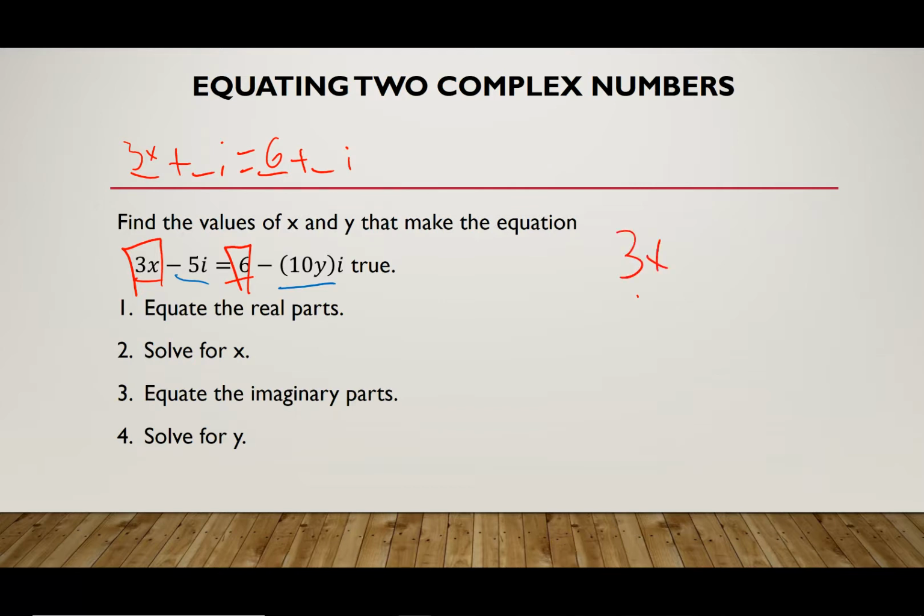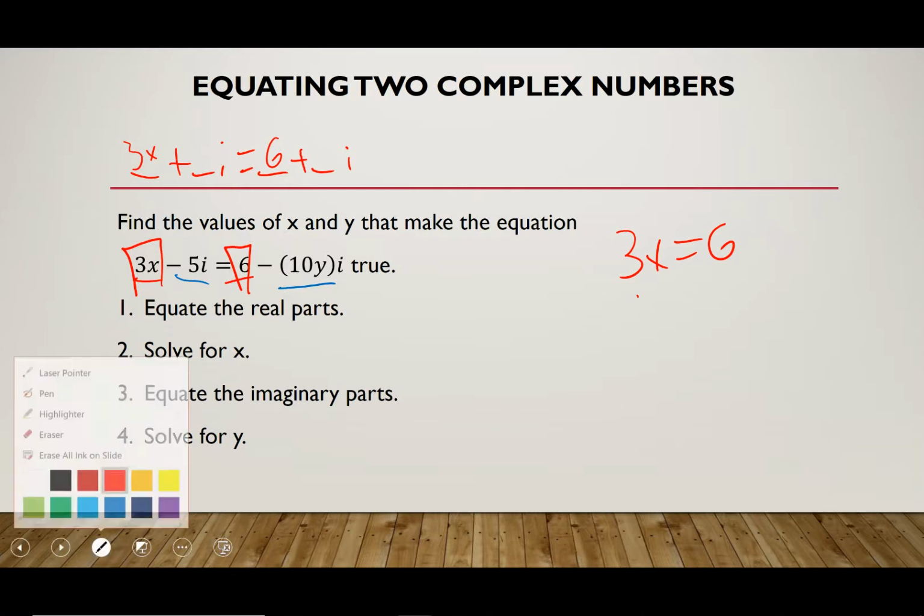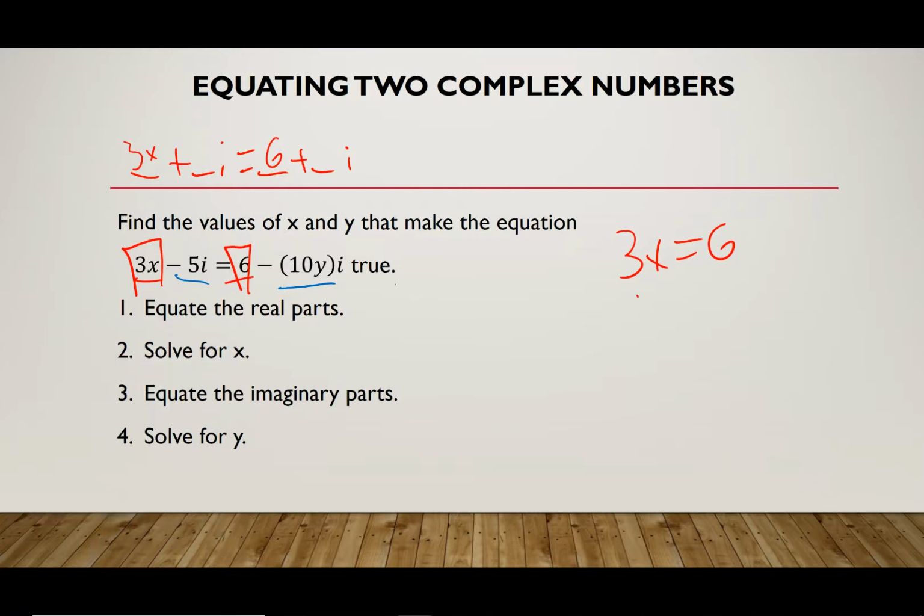So we're going to have to figure out what makes 3x the same thing as 6. And the imaginary parts also have to be equal. Whatever's here has to be the same thing as whatever's here. So in this case, we have -5. You've got to pay close attention to that negative sometimes. -5 equal to -10y. Those pieces have to match.